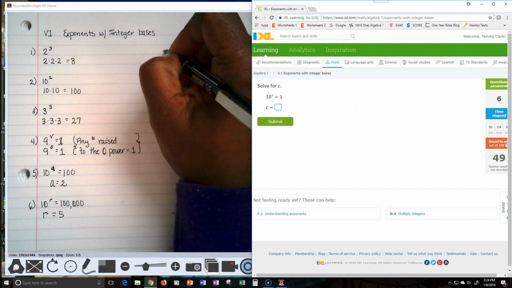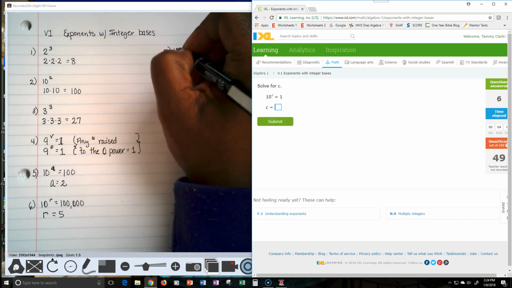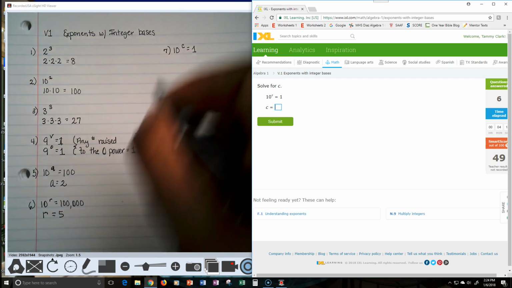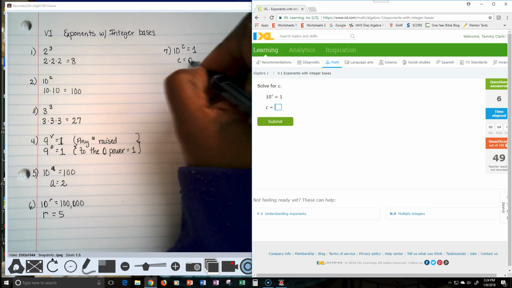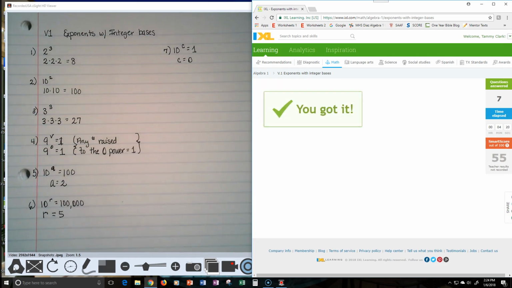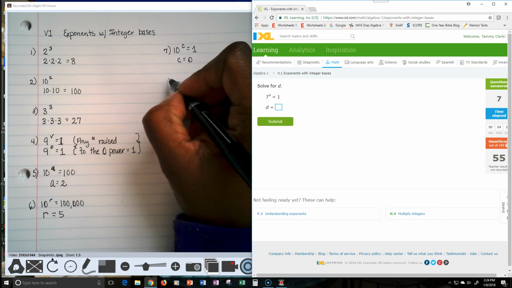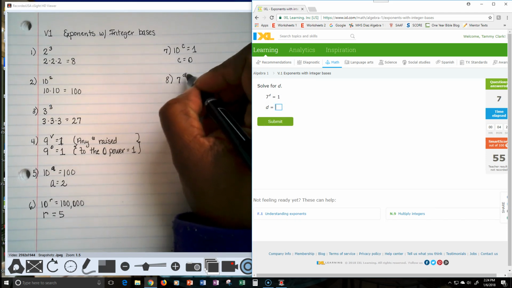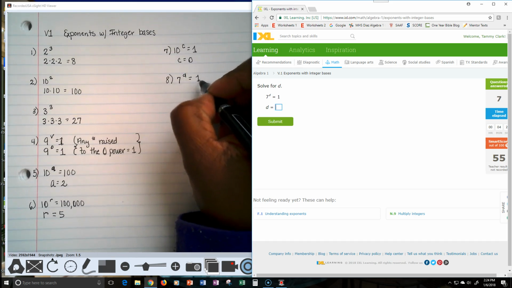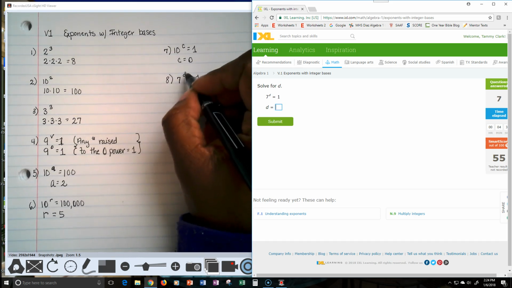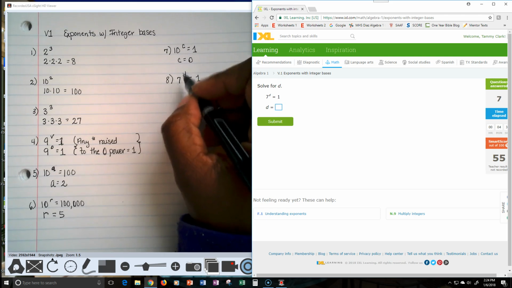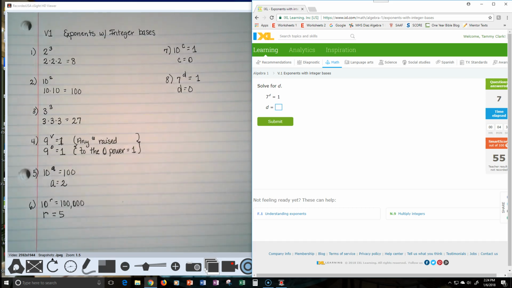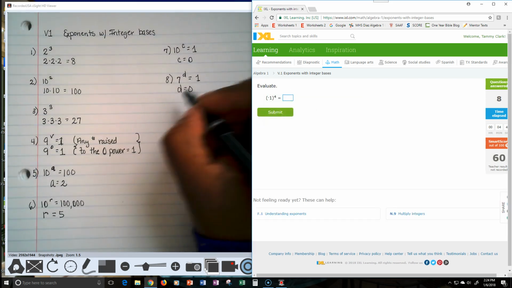Let's look at number 7. We have 10 to the c power equals 1. We'll look at our note here. Any number raised to the 0 power would be 1. Let's look at number 8. 7 raised to the d power equals 1. Doesn't matter whatever the base is, if it's raised to the 0 power, it will always equal 1. So d would be 0.